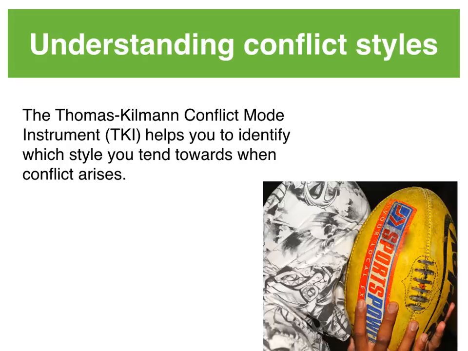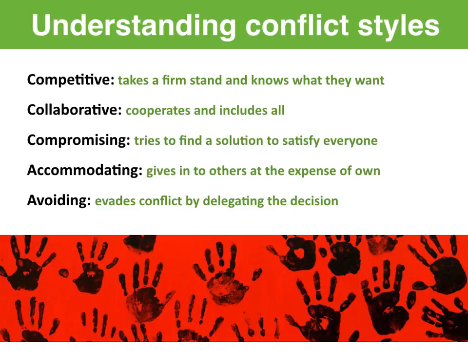These two gentlemen, Thomas and Kilmann, made up a conflict mode instrument which helps you to identify which style you tend to use when conflict arises. And just have a little look at this. It's just a tool you can think about. There are lots of different ways of understanding conflict styles. Some people, when there's a bit of conflict going on, become very competitive. When there's disagreement, they stand firm, they know what they want, and they're very firm and competitive. Other people just want to cooperate and include everybody, and they're very collaborative.